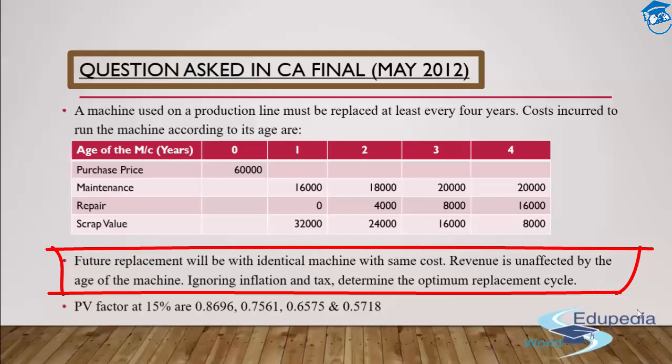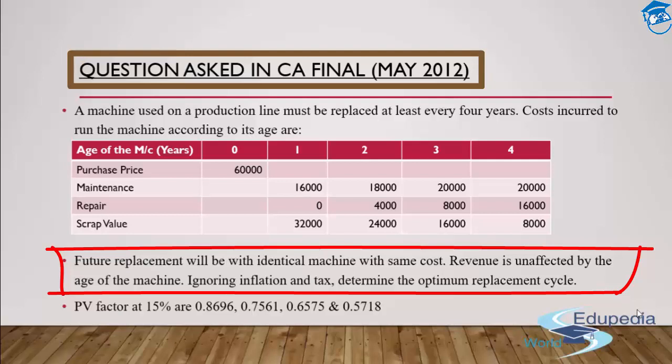So what's the benefit which we have received while reading this particular line? It simply says that if we are willing to replace our machine, it's going to be with an identical machine with the same cost. So today, if I'm willing to purchase that machine at 60,000 rupees, even after a period of 1 year, 2 years, 3 years down the line, that machine is going to cost me the same amount, that is 60,000 during that particular year.